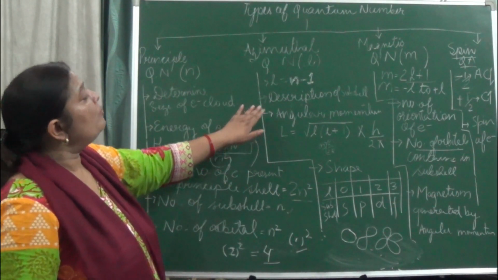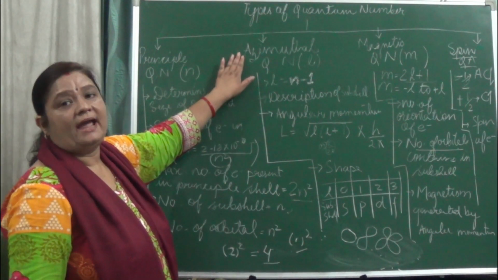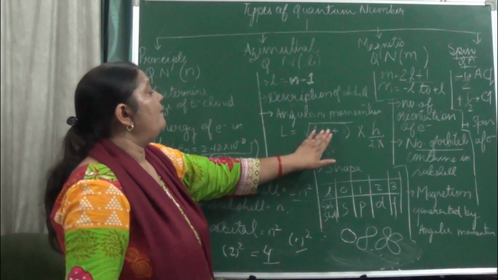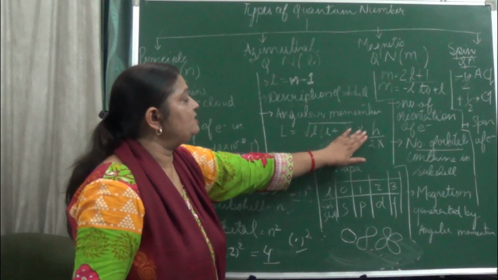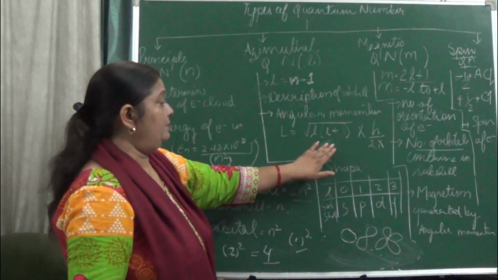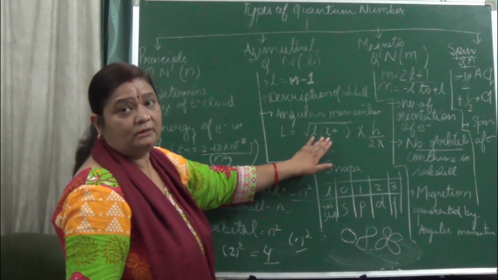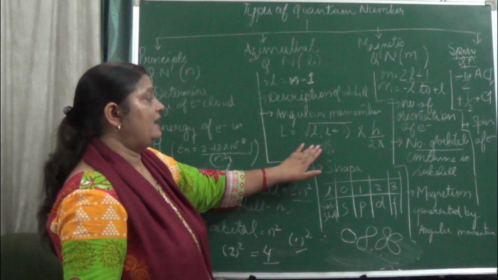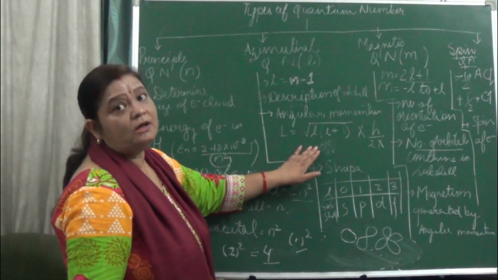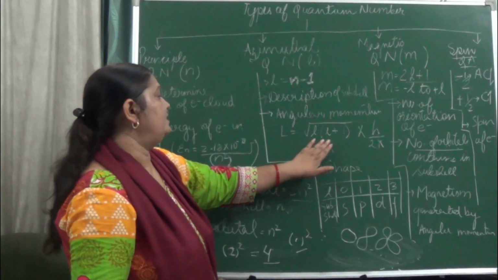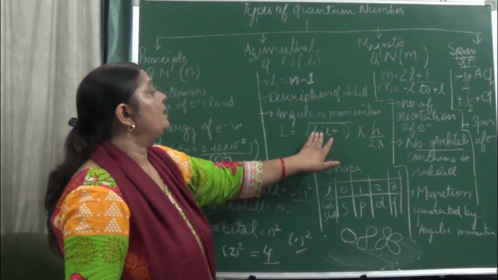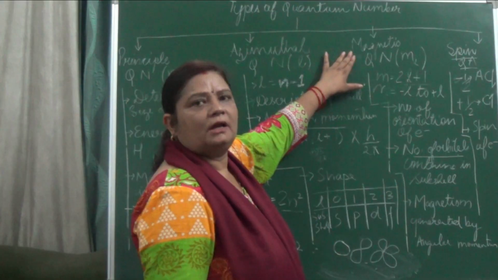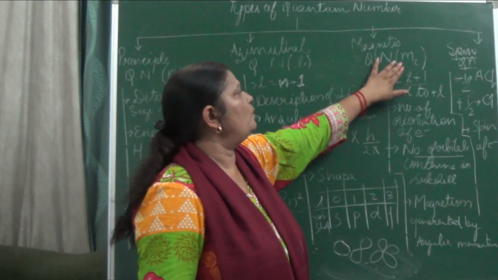Now, angular momentum can also be calculated from the azimuthal quantum number. That is, L is equal to root of l into (l plus 1), into h upon 2 pi. Earlier we studied angular momentum in Bohr's model of the atom, where angular momentum is calculated by the formula nh upon 2 pi. But here it is calculated by root of l(l plus 1) into h upon 2 pi. Now, the magnetic quantum number is represented by the small letter m.